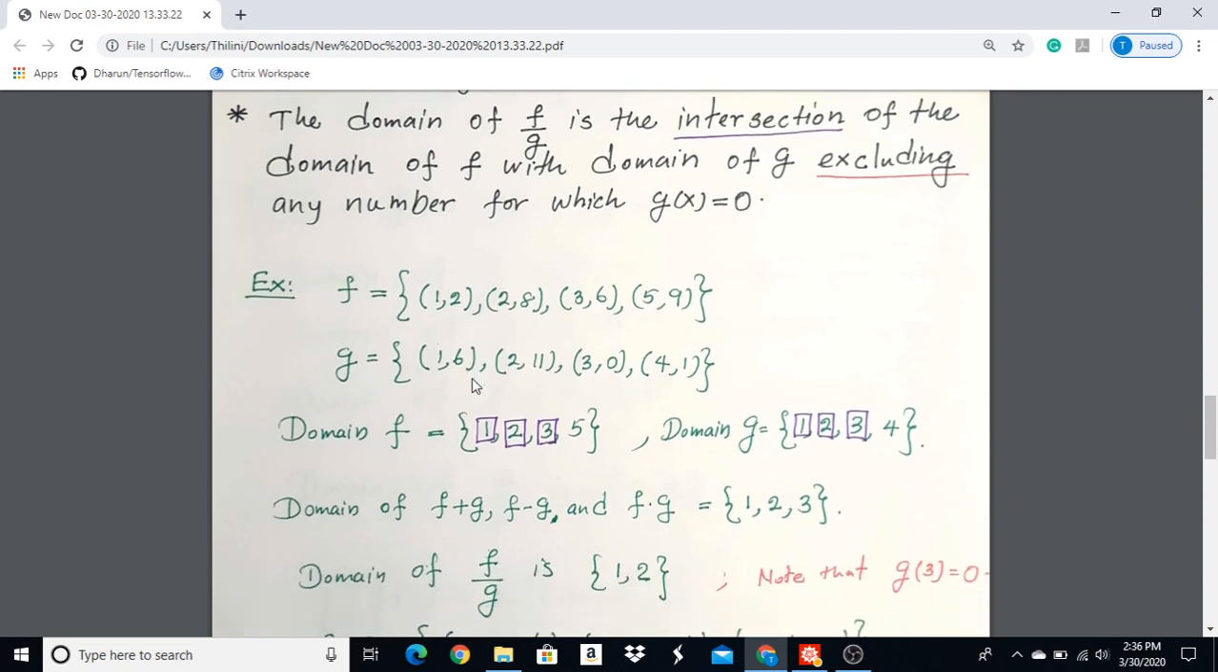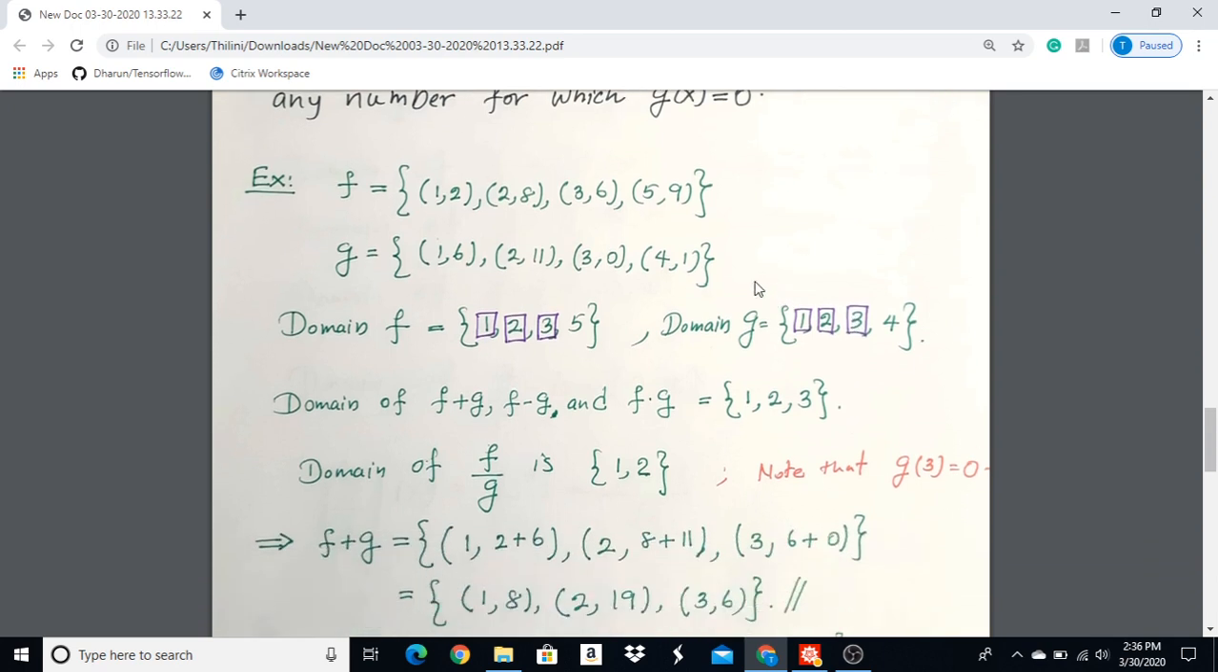And now let's determine the domain of f. We know how to find the domain of a function whenever we have this relation form. That means all the first coordinates of these pairs. So I'm collecting all the first coordinates, that becomes the domain of the f function. That is 1, 2, 3, and 5. These are the 4 numbers in the domain. And the domain of g is found the same way, taking the first values, the x coordinates of the ordered pairs. That is 1, 2, 3, and 4.